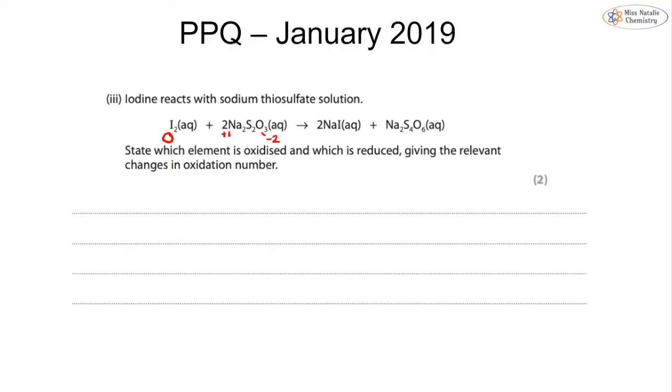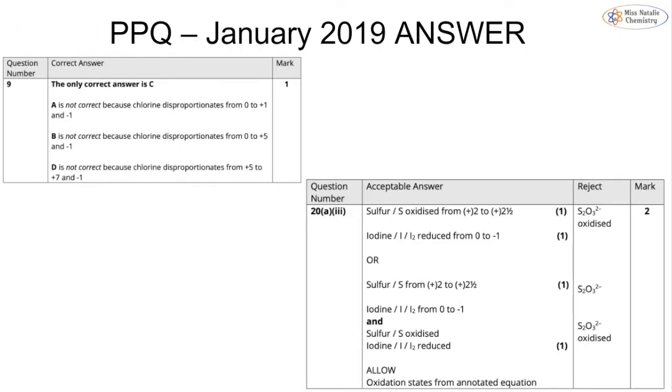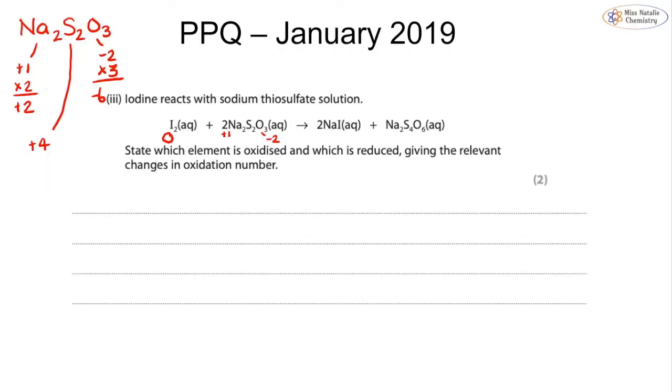But of course, if I rewrite this up here, if this is +1, I have 2 of them to give me +2. This is going to be -2, but I have 3 of them giving me -6. So my sulfur should be +4, but I have 2 of them. So I have to divide it by 2 to give me an oxidation number of +2.